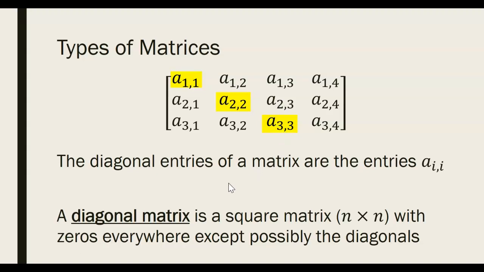Now, the vast majority of diagonal matrices, in fact, in this class, if I say diagonal matrix, it will be a square matrix. And what I mean by square is that it will have the same number of rows and columns. So it'll be n by n, okay? So a diagonal matrix will have possibly non-zero numbers in the 1-1, 2-2, 3-3, the 4-4, et cetera, spot. But everywhere off of the diagonal, it will have zeros.